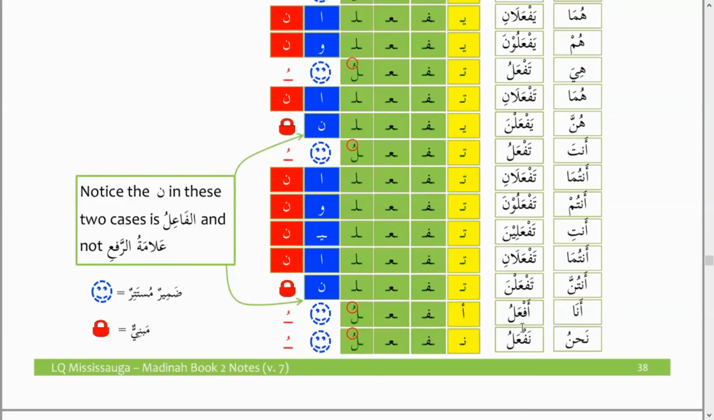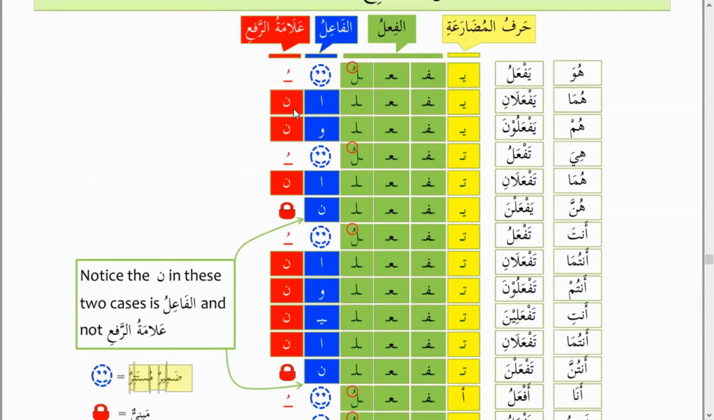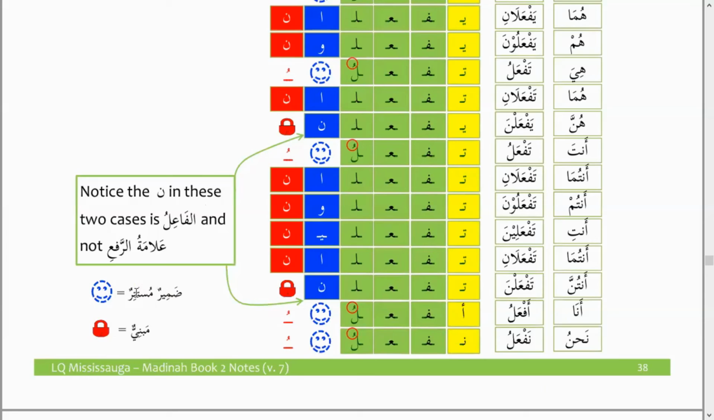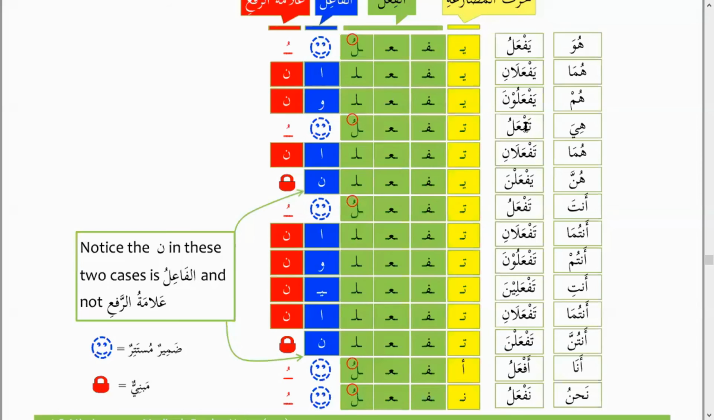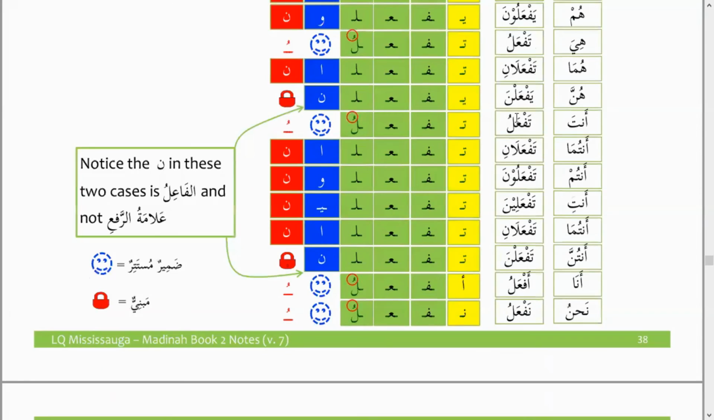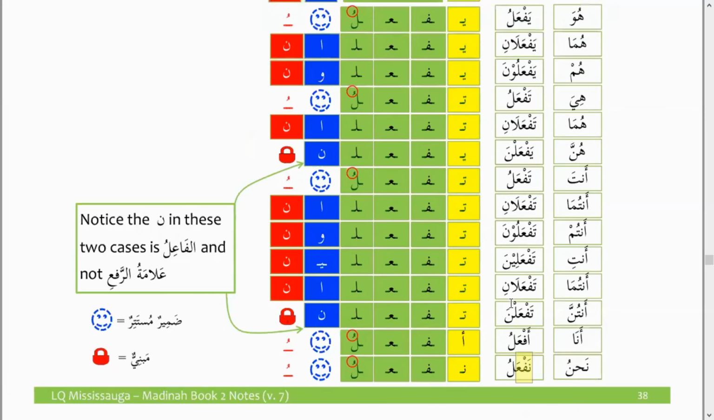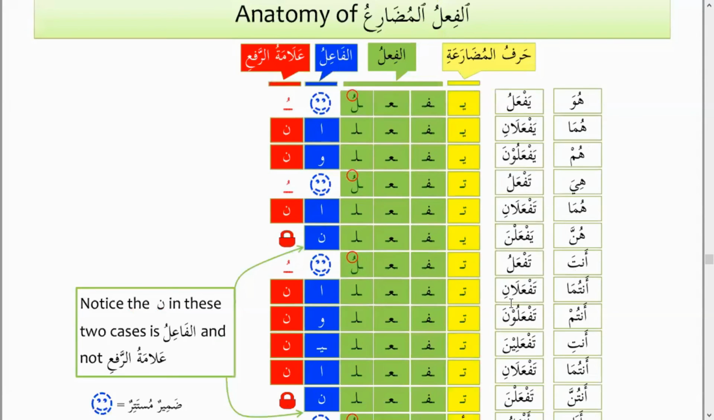If it does not come in the sentence anyways, right? Damirun mustatirun. All these smiley faces are damirun mustatirun. Right? Why? Yafalu, he does. So where did that he come from? It is hidden. Tafalu, she does. Where is that hidden? She is hidden. Again, tafalu, you are doing. You do. Where is that you coming from? It is hidden. And I do, afalu. Where is that I coming from? Hidden. Mustatir. Nafalu also hidden. So all these five in your pockets, the fails are hidden if they do not come in the sentence.